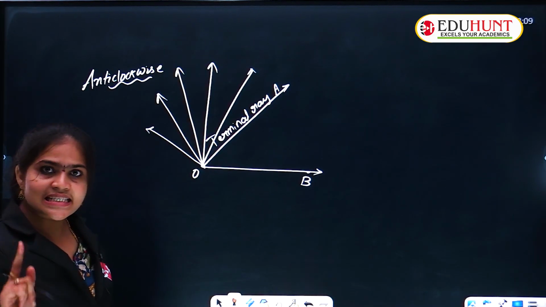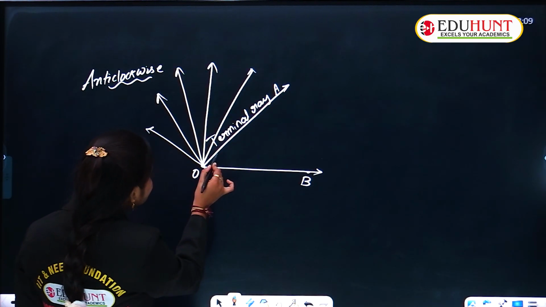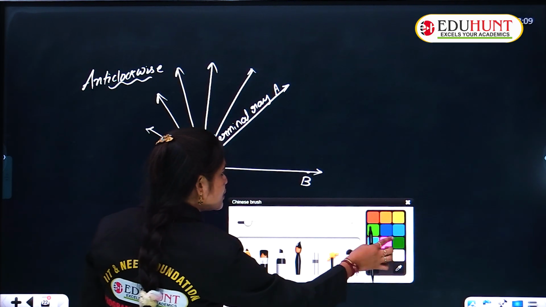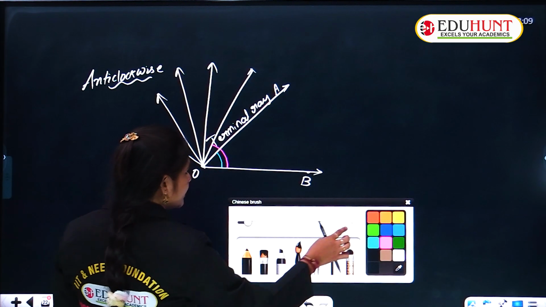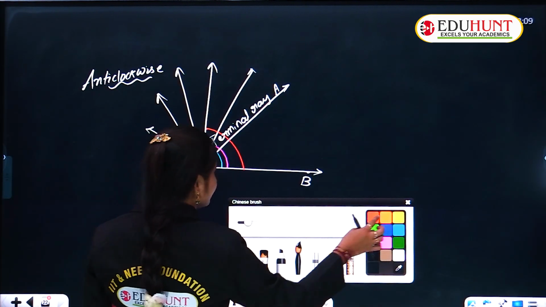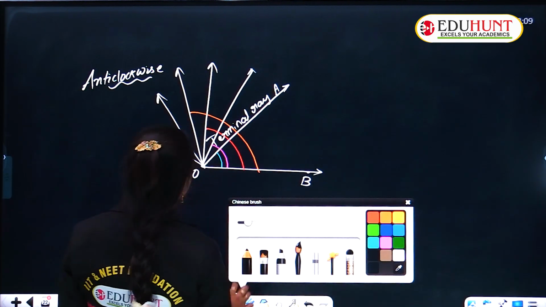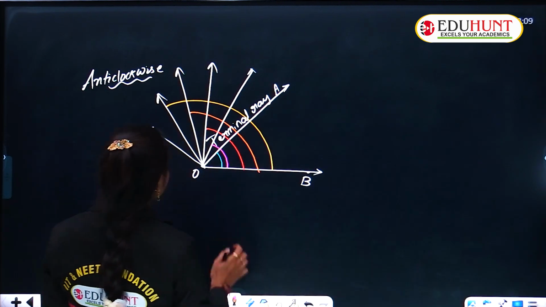Understood? At the starting, what is the angle here? At the starting, this is the angle. Now here, after it moves one turn, what is that angle? This is the second angle. Next, third one, this is the third angle. Next one, this is the fourth one. Next, this is the fifth one. Next, this is the sixth one.